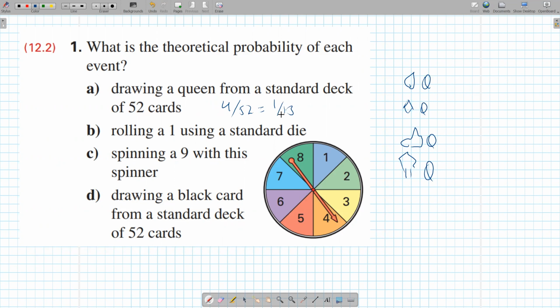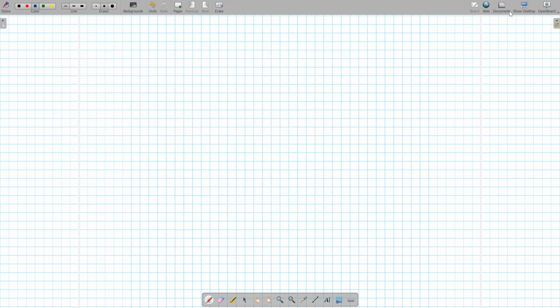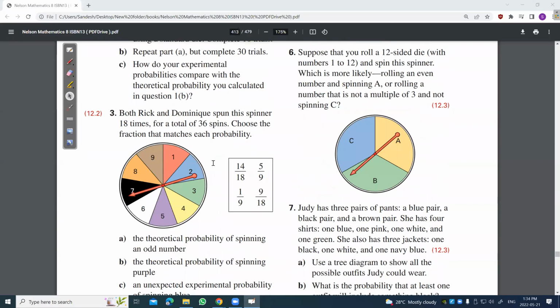Rolling a 1 using a standard die. 1 out of 6. Right. Spinning a 9 with this spinner. 0. 0, good. Drawing a black card from a standard deck of 52 cards. 26. Yeah. 26 out of 52 though, right? Asking for the probability. So that's gonna be 1/2 as the final answer. All right.